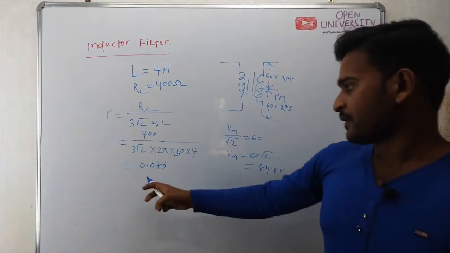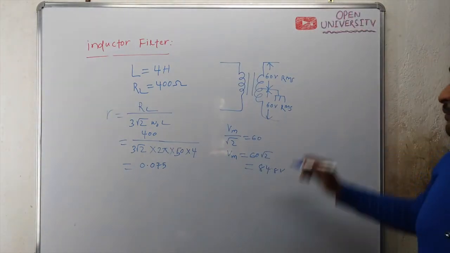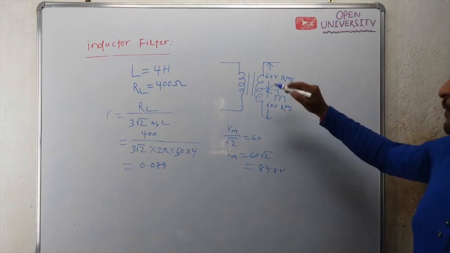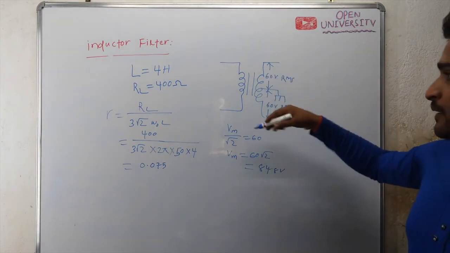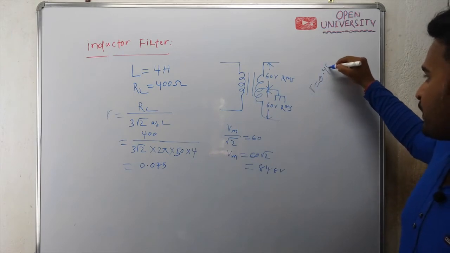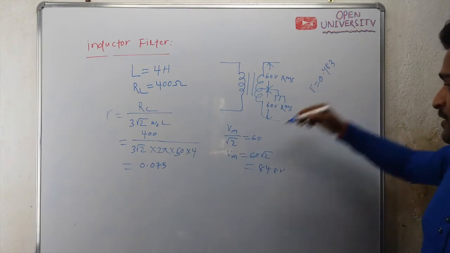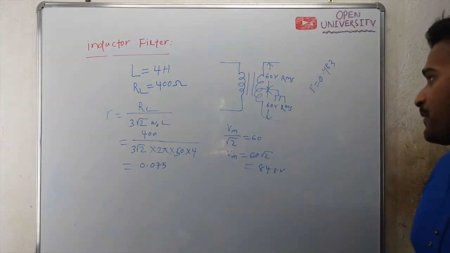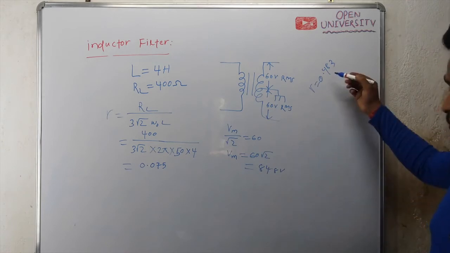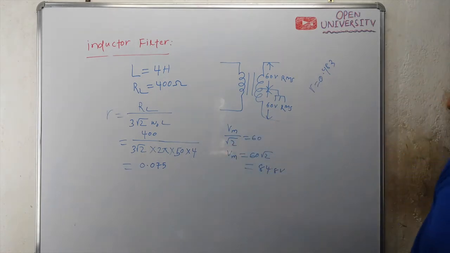So when you connect your center tap full wave rectifier, the ripple factor earlier was 0.483 without any filter. Now it is reducing from 0.483 to 0.075.